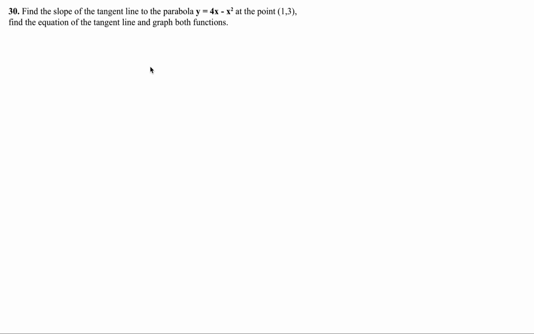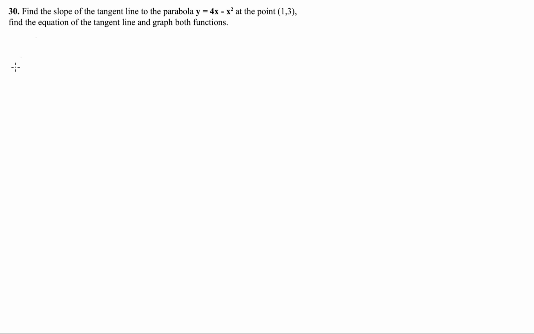Okay, students, hello. This is an explanation on how to solve this exercise. It says, find the slope of the tangent line to the parabola y equals 4x minus x squared at the point (1, 3). Then we have to find the equation of the tangent line and then graph both functions.